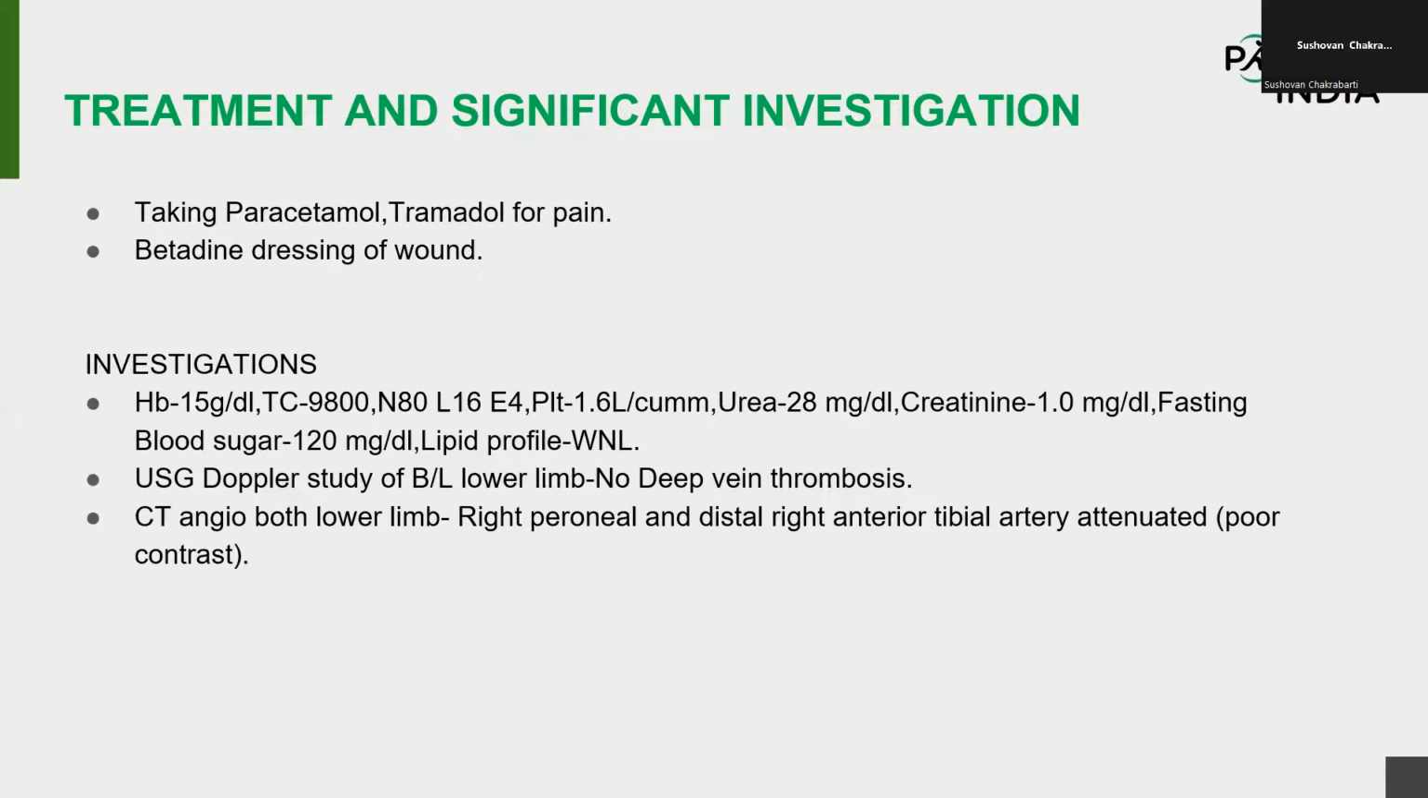USG Doppler study of bilateral lower limbs showed no deep vein thrombosis. However, CT angiography of both lower limbs showed the right peroneal and distal right anterior tibial artery was attenuated.